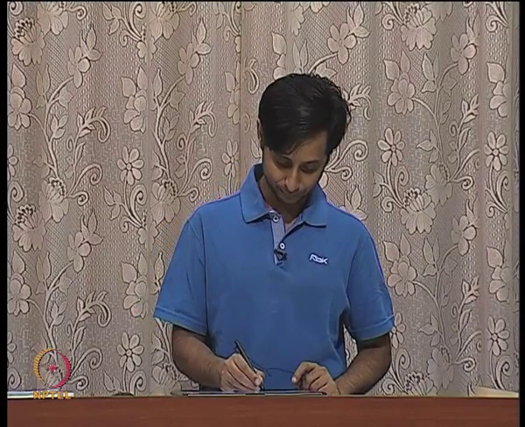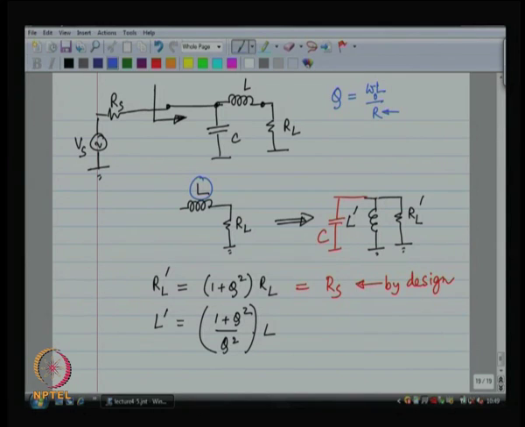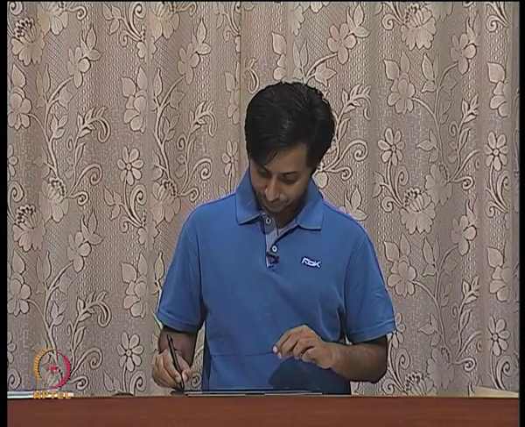So, therefore, I can compute the inductor value that I need, this inductor value. Then C and L prime should resonate. L prime is (1 plus Q squared) by Q squared times L. All right. Does this work, or is there a flaw here?